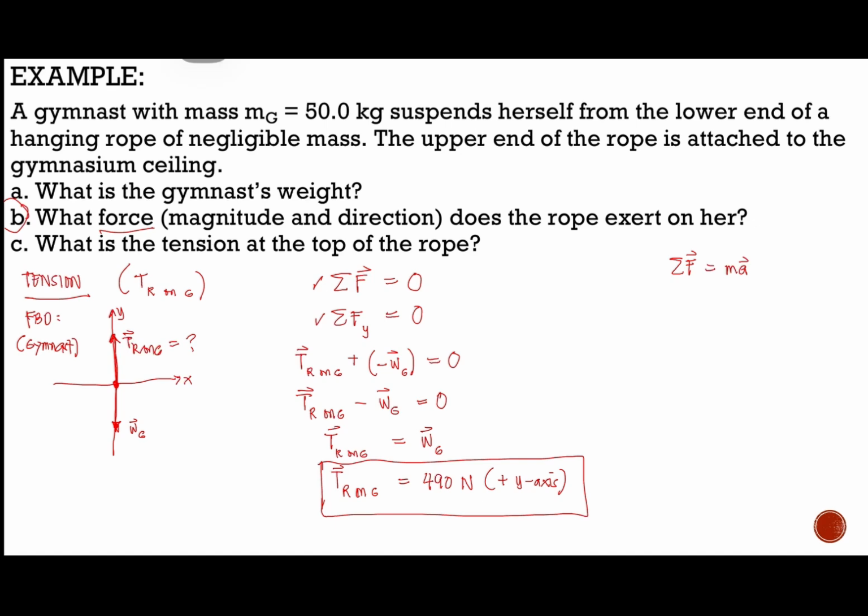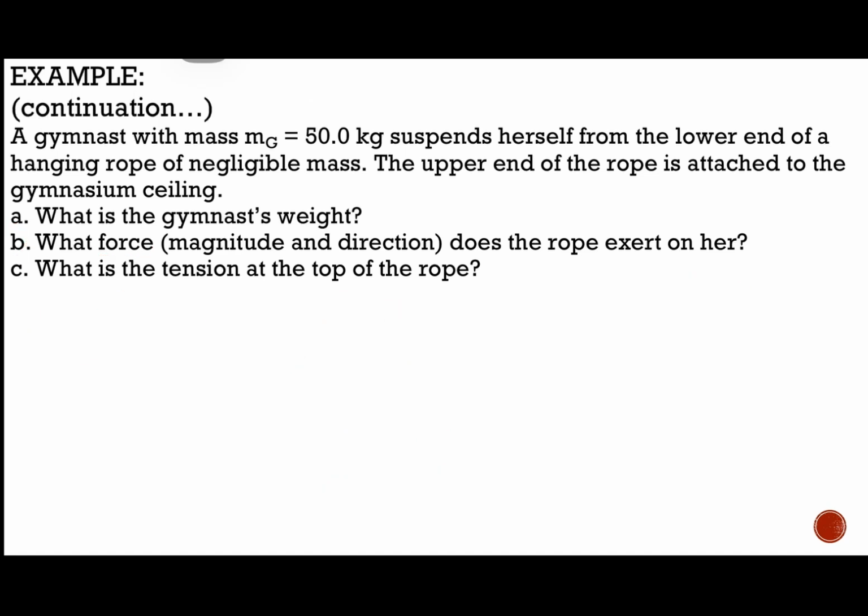Okay, now we are done with letter A and B. And then we have letter C, which is the tension at the top of the rope. Tension at the top of the rope means the tension force that the ceiling exerts on the rope. See, it is the ceiling that exerts the tension force on our rope, not on the gymnast.